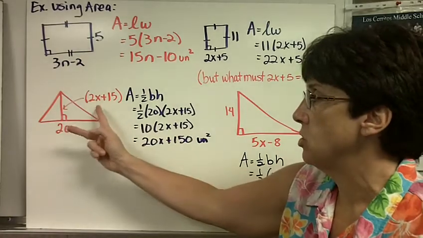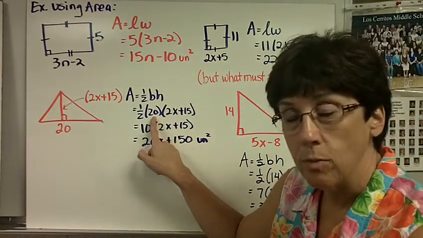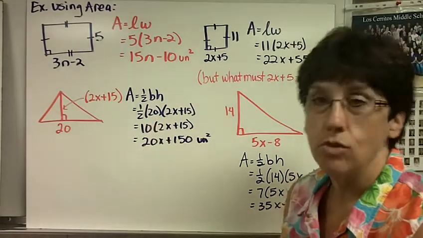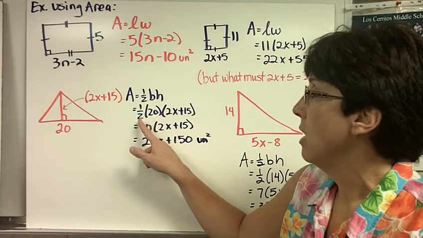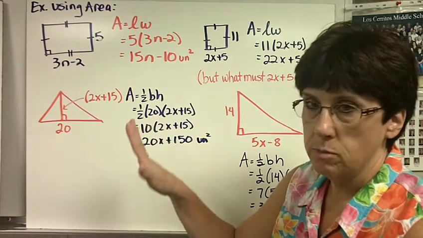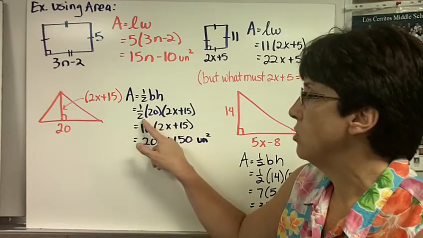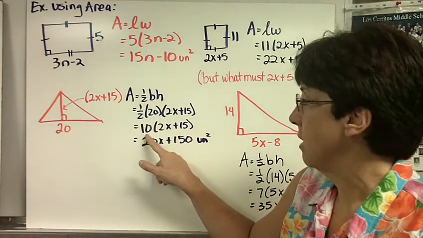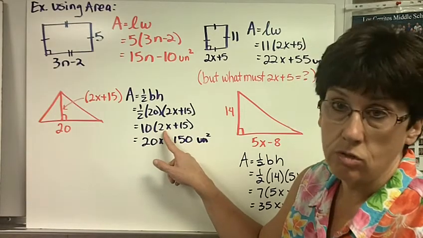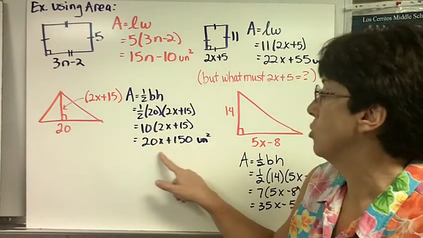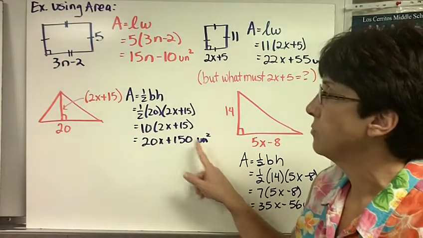Now if these were switched, I would still write the 20 next to my half, because right now I'm giving you nice numbers that are evenly divisible by 2, so you can take half of them, but later I'll explain to you how to take half at the end if it's not. But right now I want to do half of 20 is 10. And then 10 times the quantity 2x plus 15. Now I need to use the distributive property, so I get 20x plus 150 units squared.